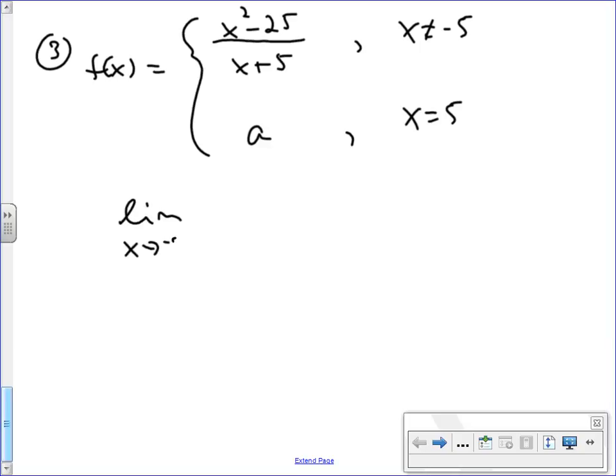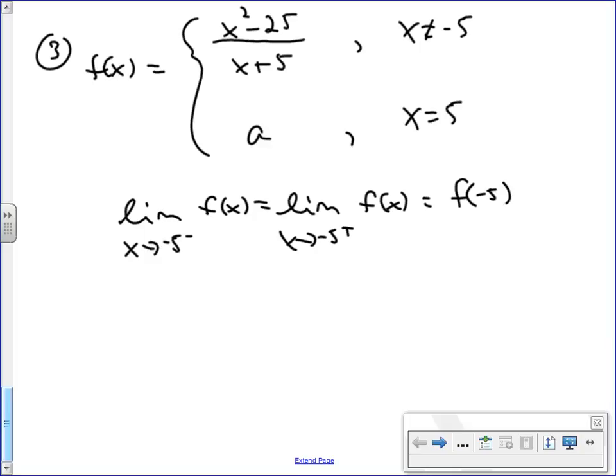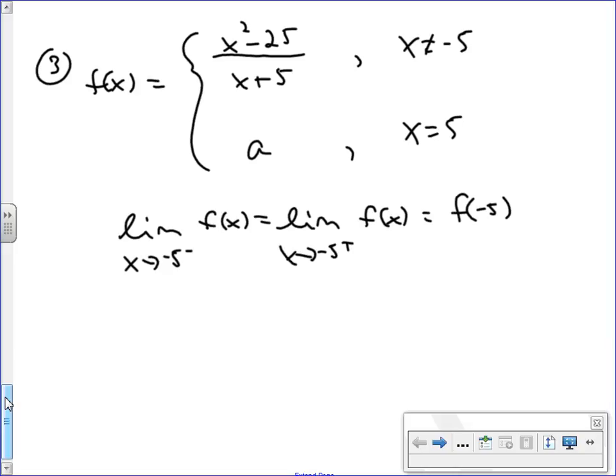The limit as x approaches negative 5 from the left equals the limit as x approaches negative 5 from the right, and that has to equal f of negative 5. So in this case, the limit from the left and the right are both controlled by the top function. So every single number goes into the top function up here, except the number negative 5. So these two things are the same thing. And in order to do that, I have to plug in the number 5. You'll notice that if you plug in 5, you're going to get 0 over 0, so you have to write a separate limit statement for this.